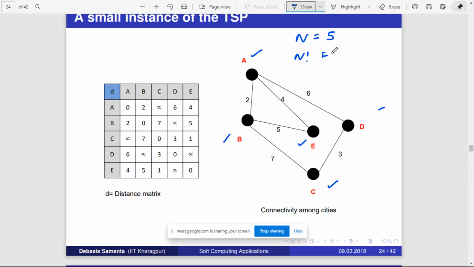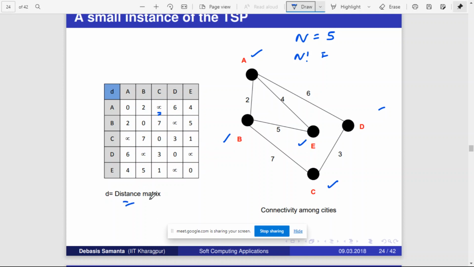So whatever the value of n factorial, that many solutions are available. Now, there may be a direct path from one city to another city. In some cases there may not be a direct path. For example, from city A to B, there is a direct path. A to C, there is no direct path. In that case, we will represent it as infinity, because there is no direct path, or it's a very high cost path. Similarly, A to A, already you are in A, so that is represented as 0. So this is how this matrix is filled.